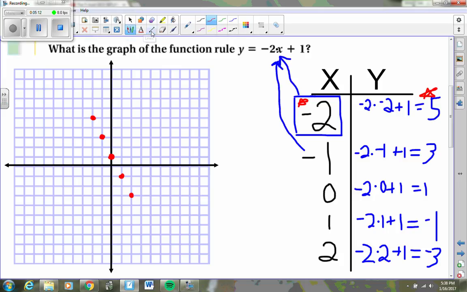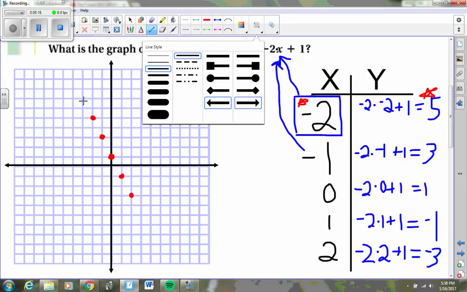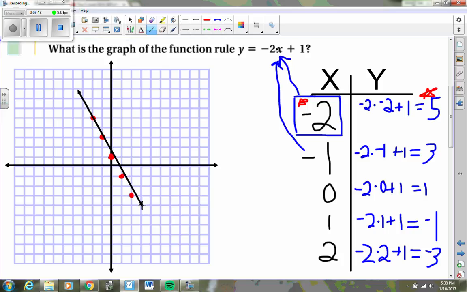All right. And now that I have those points, I will connect all those points together. And I have graphed the line. Okay? I have graphed this function rule from a table of values simply by listing some x values and plugging them into my equation, my function rule up here, and getting a y value. Okay, so x values, y values turn into points. We find the y values by taking whatever x values we choose and plugging them in right there for x.